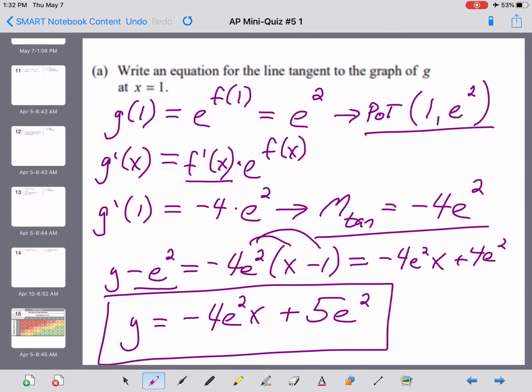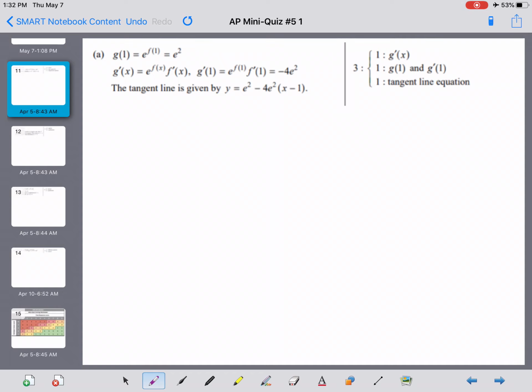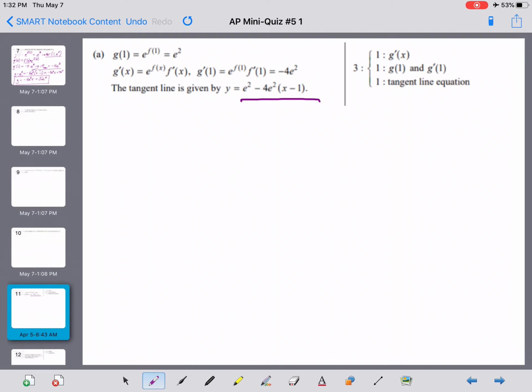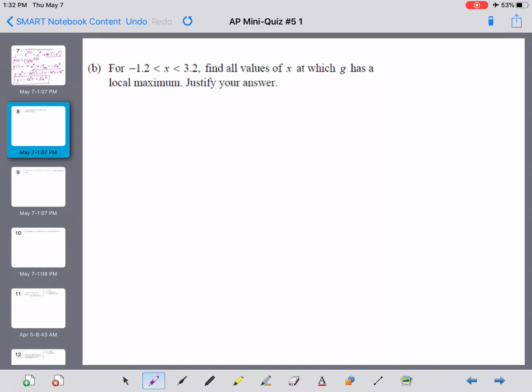I want to check that one before we move on anywhere, guys, and make sure that we got it right. Okay, they left theirs in point-slope equation. The e squared minus 4, yeah, I think that's the same thing that we've got right there. Okay, so that took care of part A. Let's move on to part B.